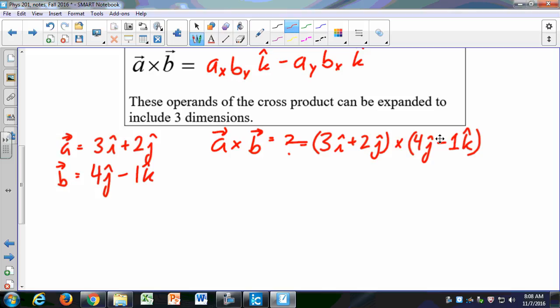You can do FOIL, but remember you don't have to write out all of FOIL, because anytime I have two parallel vectors, that cross product is 0. So you can just write out those that are perpendicular to one another, of which there are only a few.